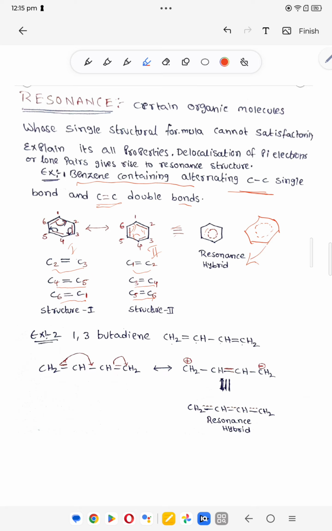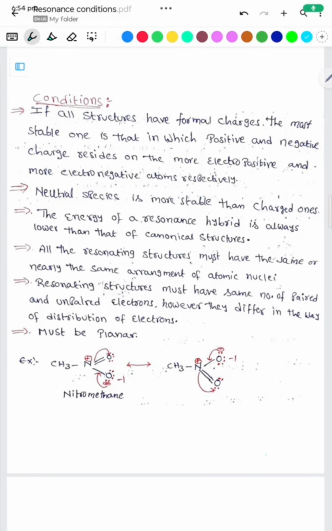Similarly, if you take an example, 1,3-butadiene, where the double bonds are in conjugation between single bond and double bond. Here two possible resonance structures are there. In the 1, 2, 3, 4 carbon atoms, the charge will be shifted between the first carbon and the fourth carbon. If you draw the resonance hybrid, it will look like this. Now let us discuss the conditions of resonance.